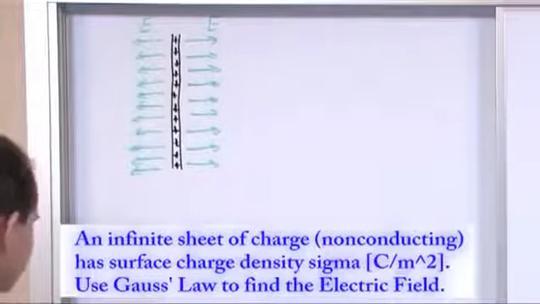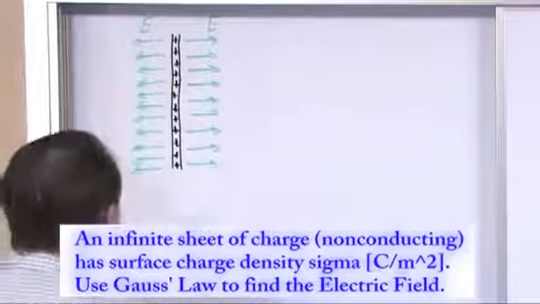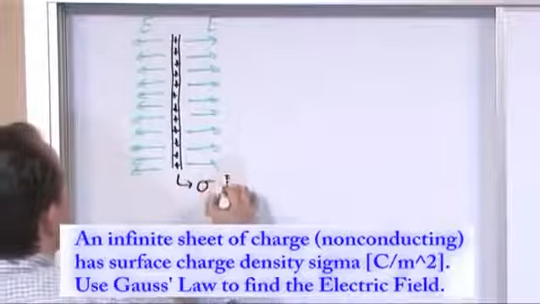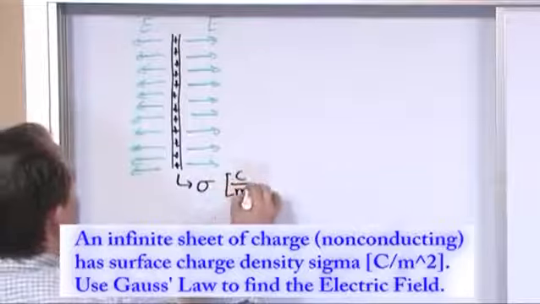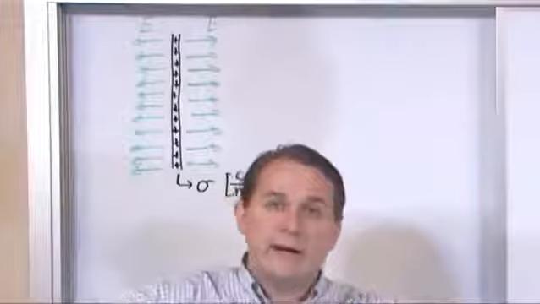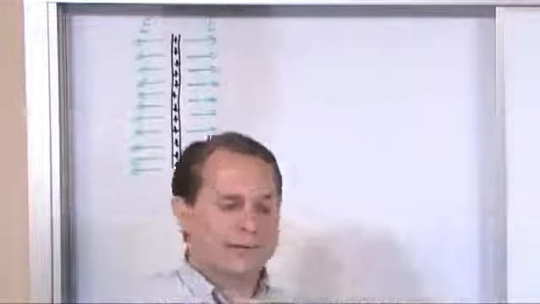Now the charge density that's given to you is sigma, which has units of coulomb per square meter. It makes sense that it's coulomb per square meter because here you have a sheet, and a sheet has a surface area, so that's why it's done that way.